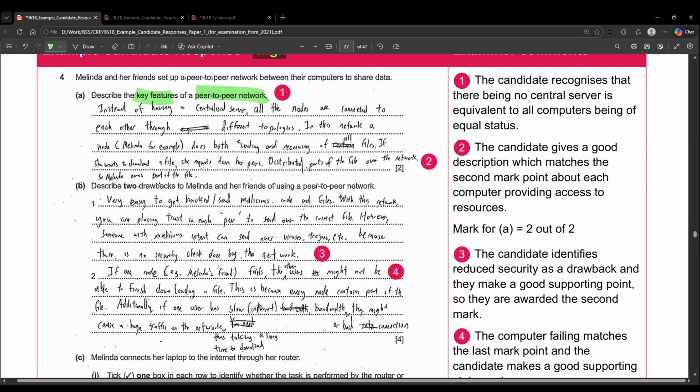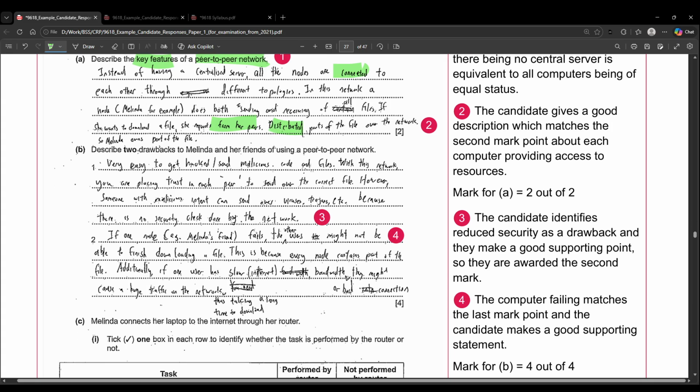So they have written instead of having a centralized server, all the nodes are connected. Okay, and then if she wants to download a file, she will request from her peers. Okay, so everything is written here and all the keywords are there. Then describe 2 drawbacks of using P2P.